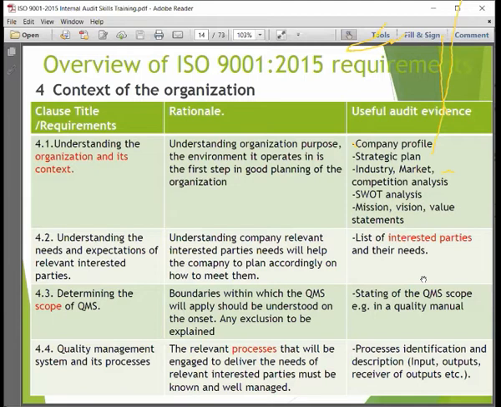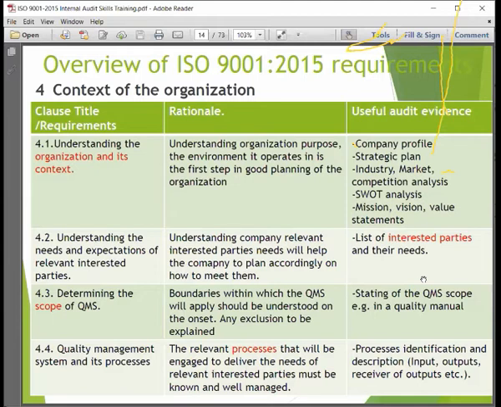Then 4.3, you need to determine the scope of the quality management system. So here, you are building your quality management system. You need to define the scope, the boundaries within which the QMS will apply, which should be understood at the onset. Any exclusion is to be explained. So what is the purpose for that? The scope is very important. It shows you where your quality management system covers.